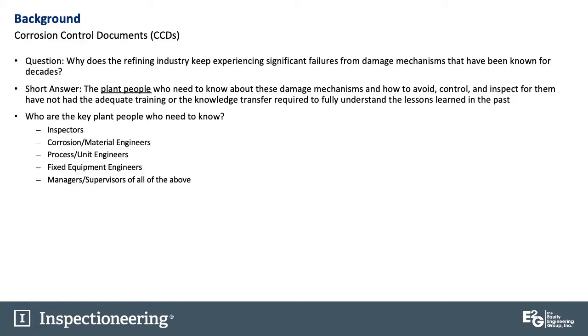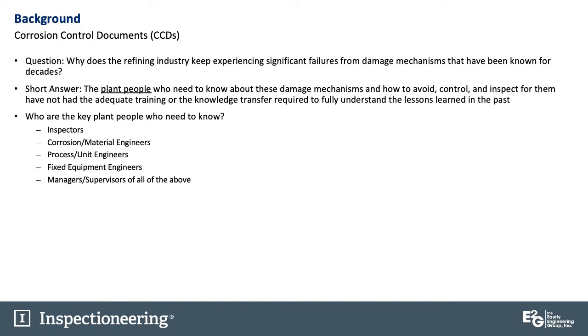Okay, so that's key background on IOWs. And now I want to move on to corrosion control documents, CCDs. That's the abbreviation for that. So a question that I've seen many high-level refinery managers ask, and it's a good one. So why do we keep experiencing significant failures from damage mechanisms that have been known for decades? We have a pretty darn good understanding of most of the damage mechanisms in refineries, but we still keep having failures from those same old damage mechanisms.